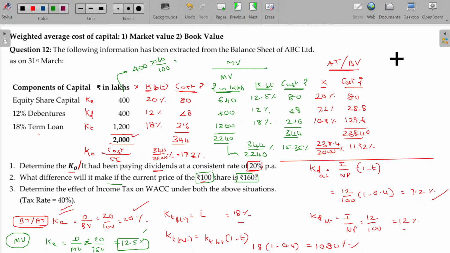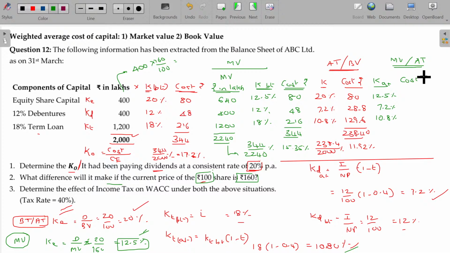Now next we'll approach the market value approach, but after tax. Right. So what about the K after tax? KE will be 12.5 percentage, and KD after tax being 7.2 percentage, KT after tax being 10.8 percentage.